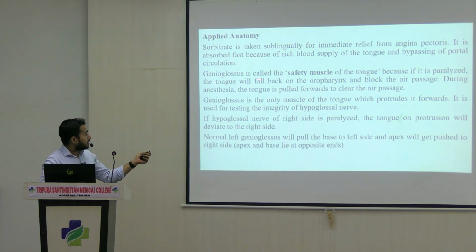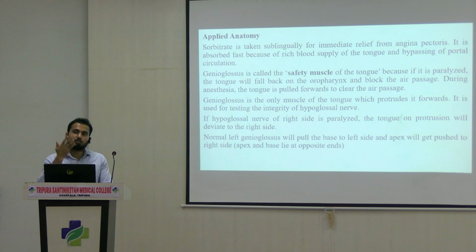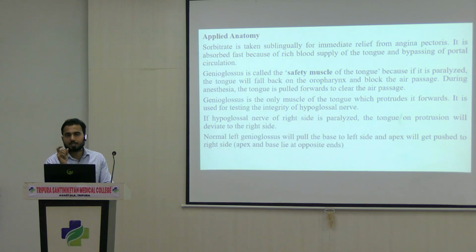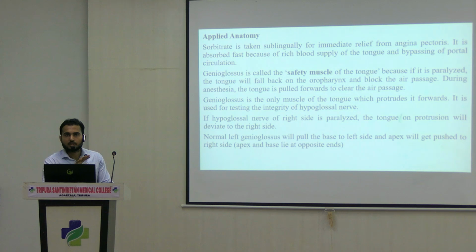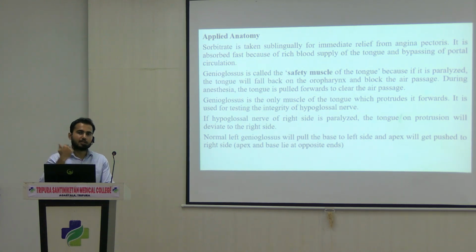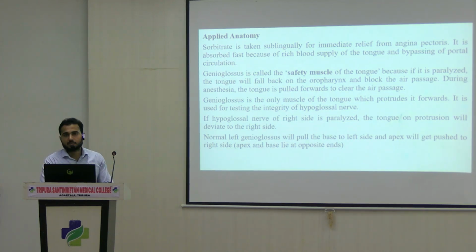Because if Genioglossus gets paralyzed, the tongue will fall back on the oropharynx and block the air passage. That's why while giving general anesthesia, what is done? During anesthesia, the tongue is pulled forward to clear the air passage. Because once general anesthesia is given, all the muscles, especially skeletal muscles, are not acting. So at that time the tongue may fall back and block the air passage. That's why you can see the tongue is pulled forward to clear the air passage.